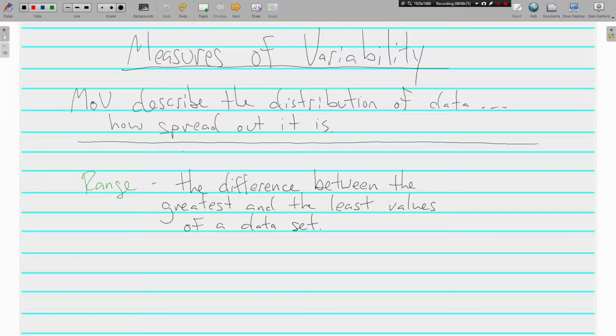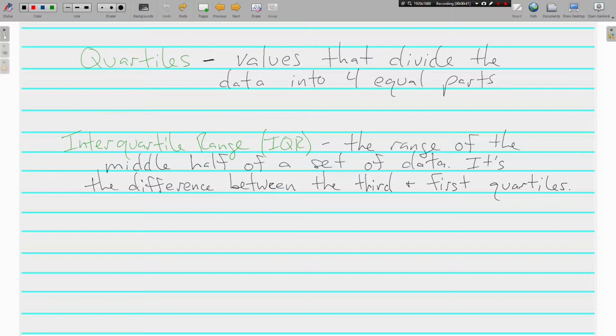Our first measure of variability you've probably heard of, the range. The range is just the difference between the greatest and the least values of a data set. Something that is probably new to you are called quartiles. Quartiles are values in your data that divide your data into 4 equal parts.